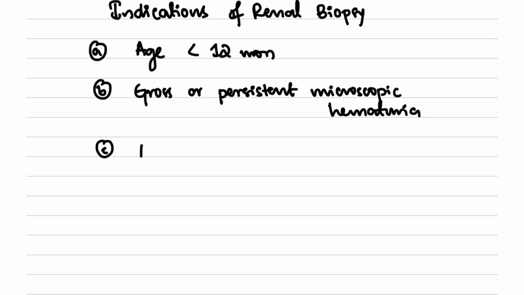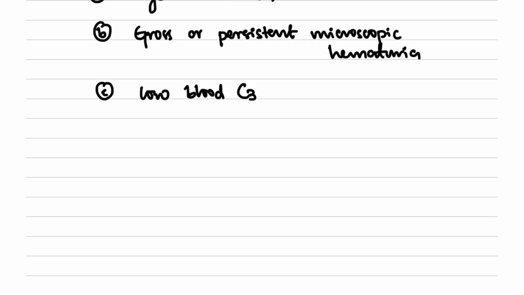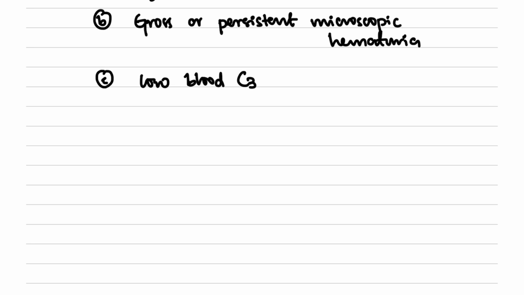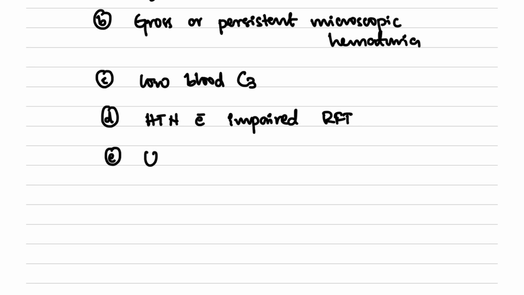Or if we see low blood concentration of complement 3 levels, which indicates that they are depositing in the glomerulus, necessitating renal biopsy. Or if the patient has hypertension with impaired RFT. Impaired RFT means that the patient's GFR is going down and we need to know why, so we perform renal biopsy. Finally, if the patient is unresponsive to steroids, that's when we need to think that the patient has a significant lesion other than minimal change disease, and we need to start the treatment accordingly.